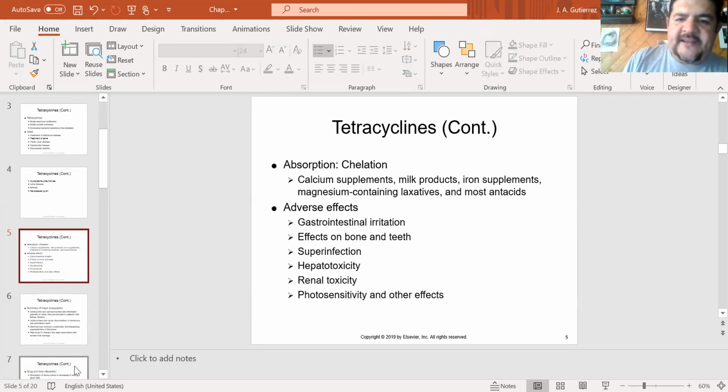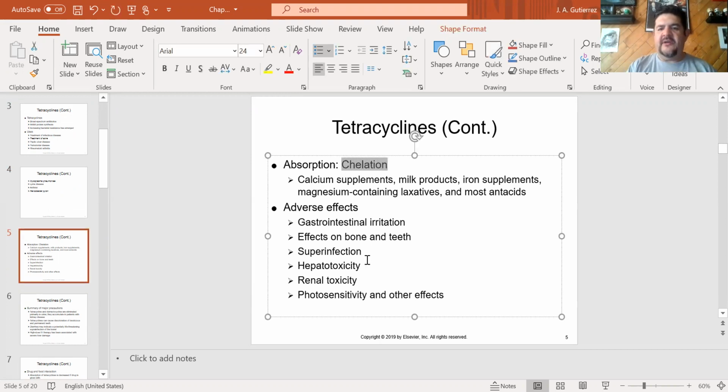Okay, now regarding tetracyclines, keyword here, a new word for you probably: chelation. That means that tetracyclines like to attach themselves to calcium. Tetracyclines like calcium, so every time they see calcium, they're going to attach themselves to it.